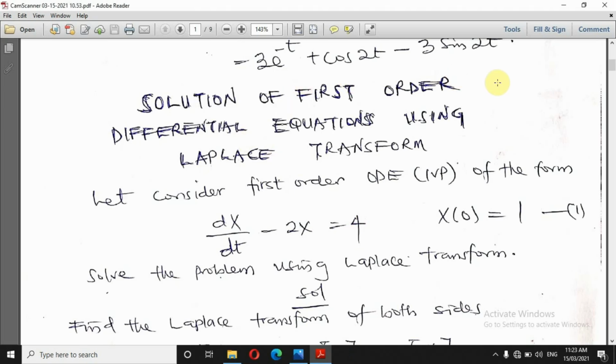Hello, you're welcome. Like I've said earlier, I will send a video to explain how to use Laplace transform to solve certain problems.